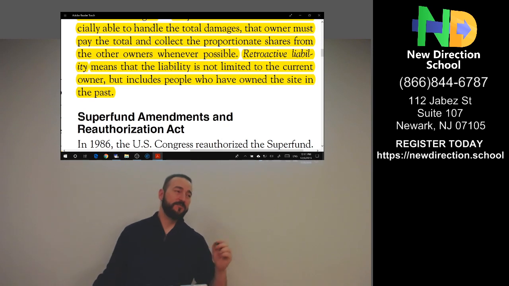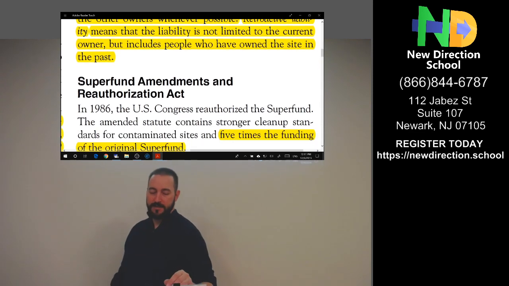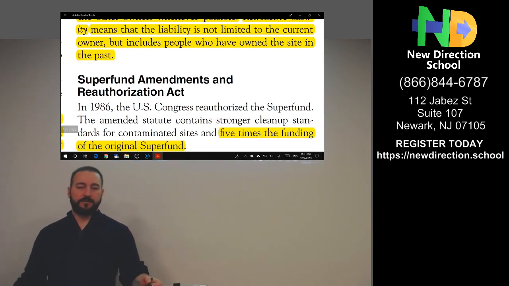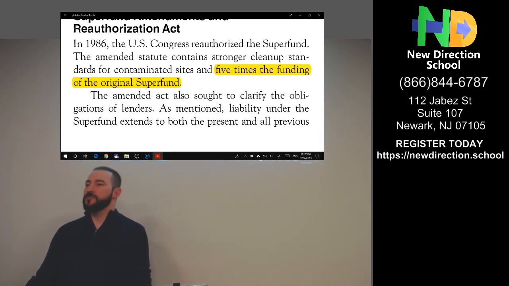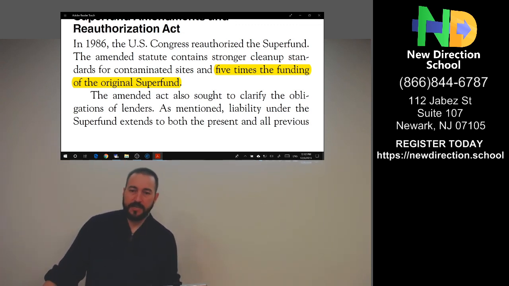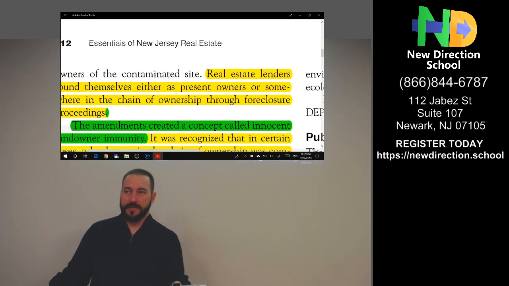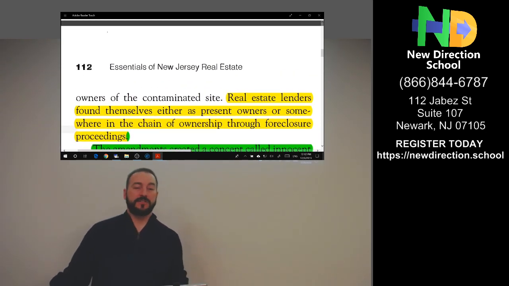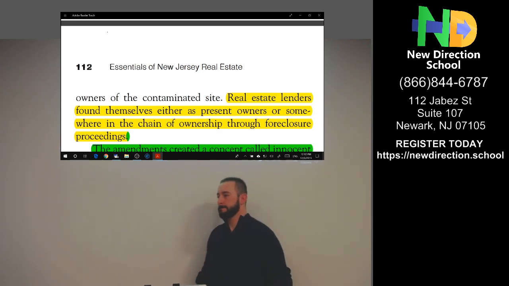In 1986, SARA was born. Superfund Amendments and Reauthorization Act. So one of the things is they have stricter or stronger cleanup standards and also 5 times the funding of the original Superfund. The other thing is that the amendment also sought to clarify obligation of lenders. As mentioned, liability under the Superfund extends to both the present and all previous owners of the contaminated site. Now, real estate lenders, so banks, found themselves either as present owners or somewhere in the chain of ownership through foreclosure proceedings.